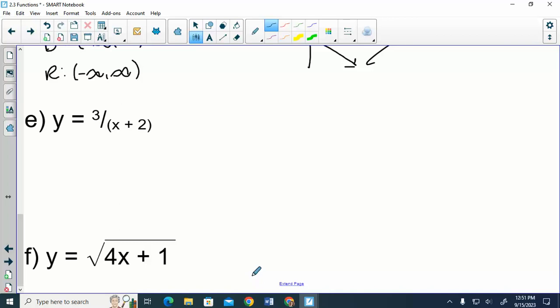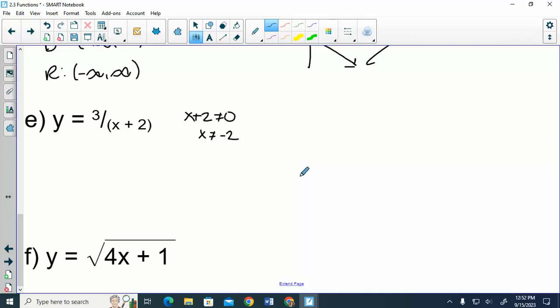Last two of these. E. We should be able to look at that and know our domain based off what I already told you. If it's a fraction, we know the bottom can't be 0. So I know the bottom, x plus 2, can't be 0. So x can't be negative 2.